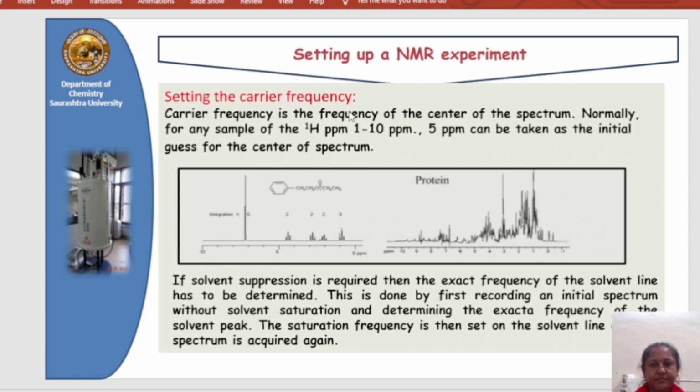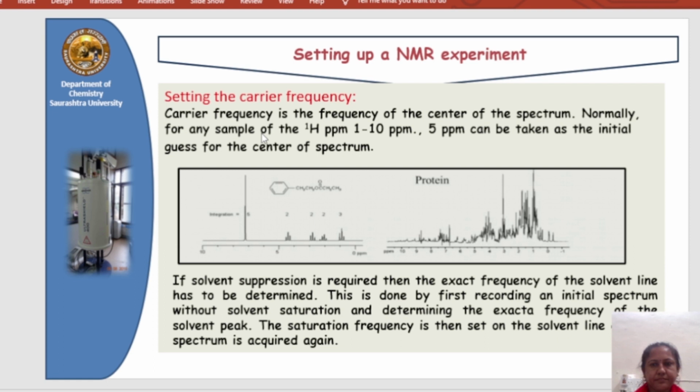So what do we mean by setting the carrier frequency? Typically, small molecules show peaks in the range of 1 to 10 delta ppm. We know that generally in 1H NMR the peaks are shown between 1 to 10 delta ppm, and this is the typical range in chemistry. What is done is to set the center frequency. That is nothing but the center of the frequency in the offset mode. The offset value basically represents the center of the spectrum.